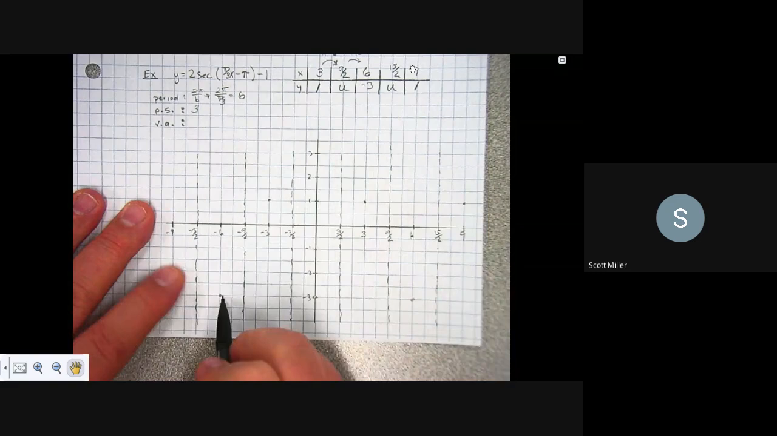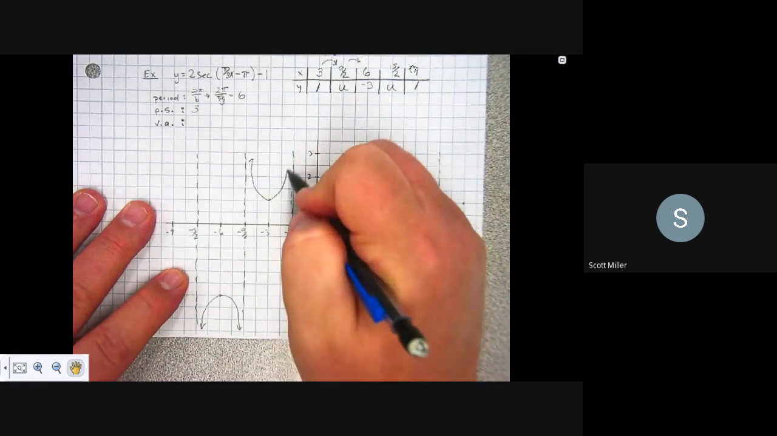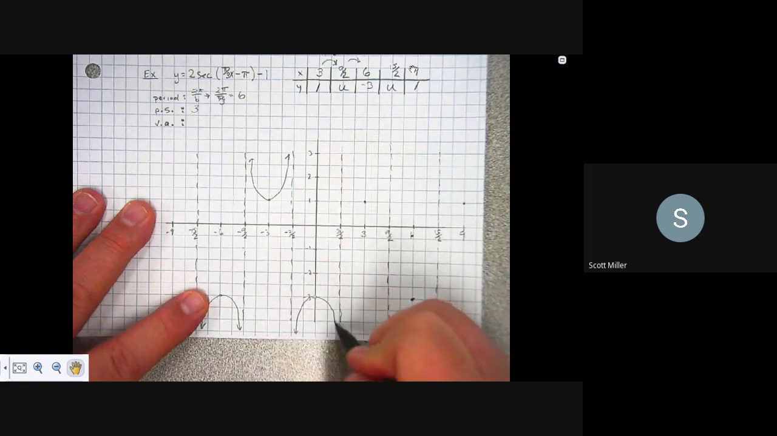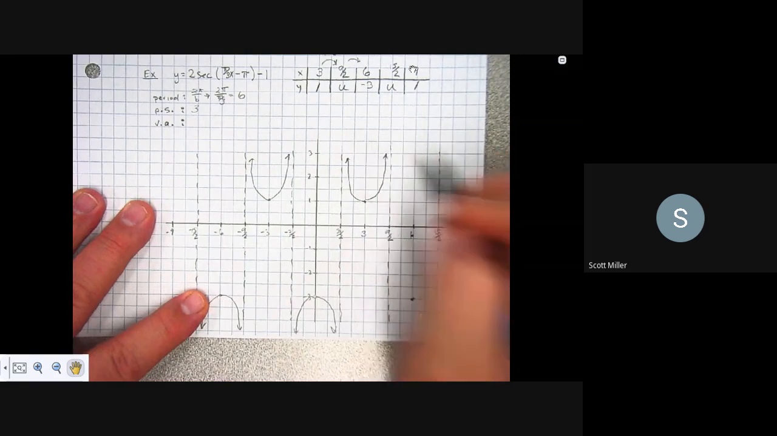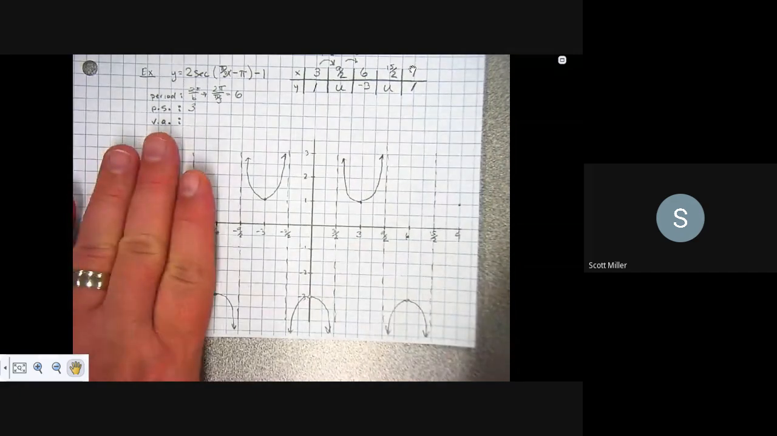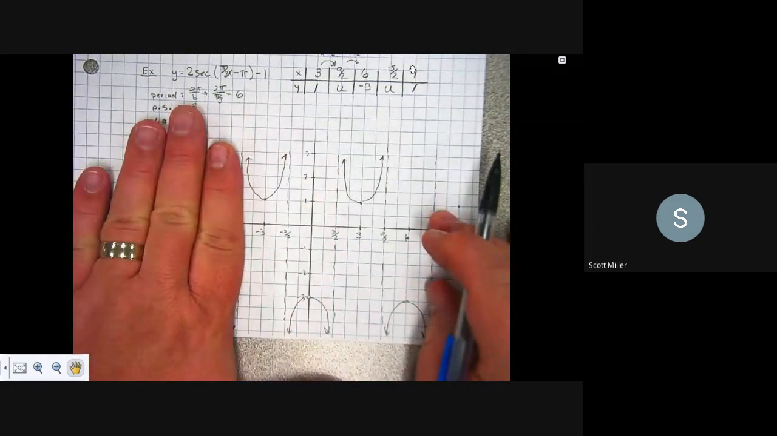So I know that my U shape is going down this way because they always go away from the x-axis. This is going this way. And I just do U shapes going away. That's all I'm doing. They're kind of flattish on the bottom. They're not like parabolas where they're kind of pointy. They're supposed to be kind of flattish. And that one, and that one. So that is 1 period. That's 2 periods.